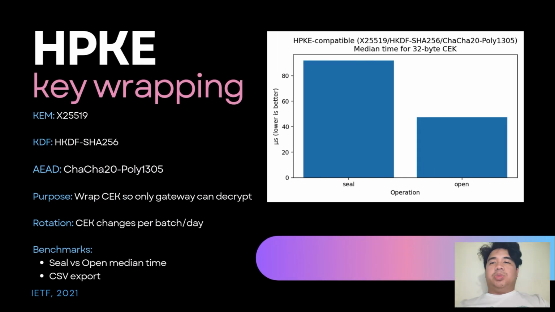Second, hybrid public key encryption. It securely exchanges encryption keys between devices. It provides forward secrecy, protection against interception, and strong confidentiality even over insecure networks. This ensures only authorized devices can decrypt data.